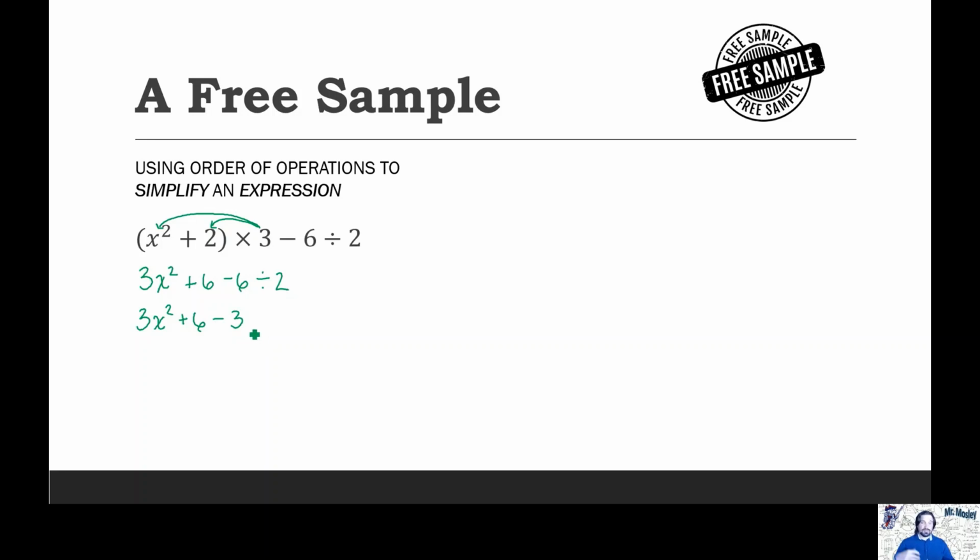Now, I can do addition or subtraction. So I have 3x squared plus 6 minus 3. I can do the 6 minus 3. I end with 3x squared plus 3. This is as simplified as I can get this. So at this stage, we are done with the simplification of this expression. I don't have it set equal to anything, so I can't solve it. I can't do any other operations on it anymore, so I'm done.